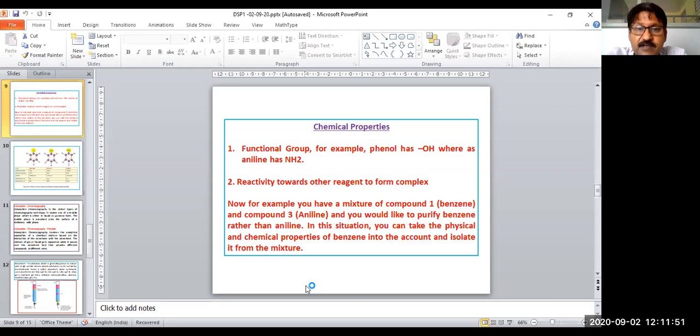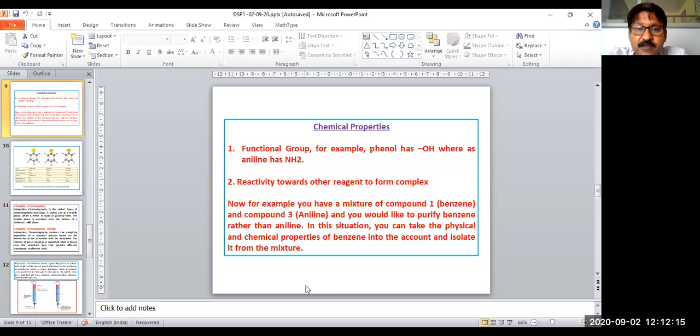So therefore it is based on their functional group. For example, phenol will have an OH, whereas aniline will have an NH2 group. So identify the OH group affinity and the NH2 group affinity. Use an appropriate adsorbent. One will be adsorbed on the surface, the other one will come out along with the solvent. The simplest method. So you need to identify the functional group.